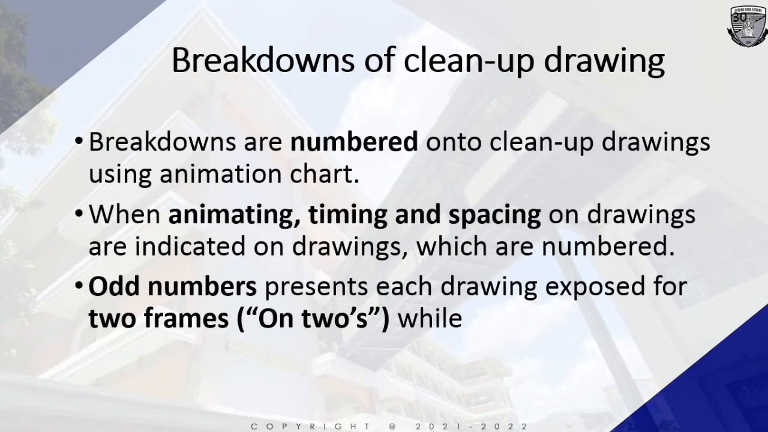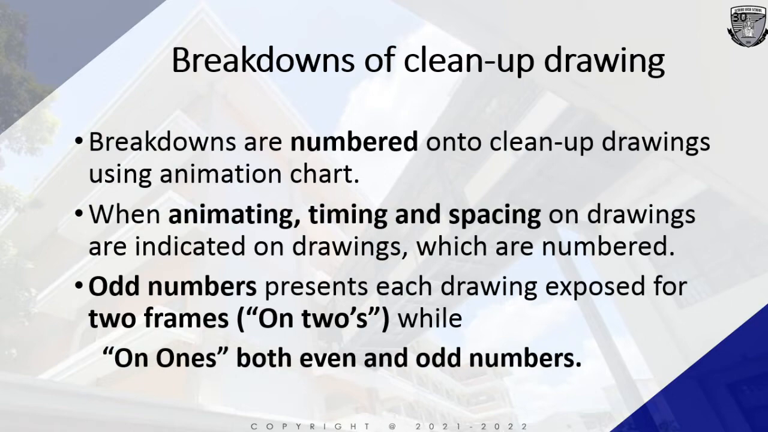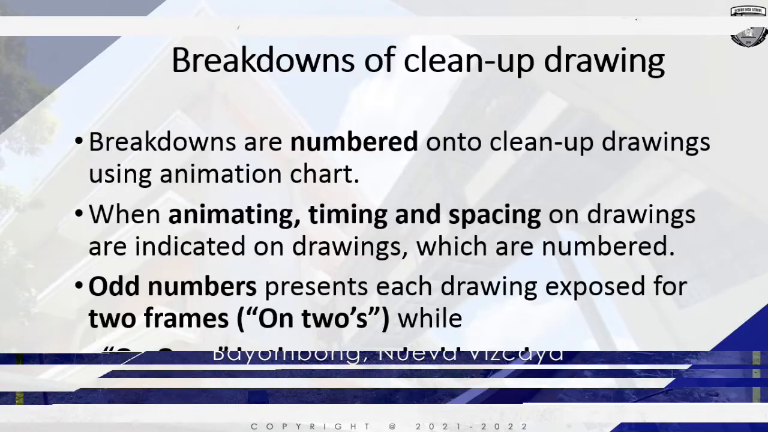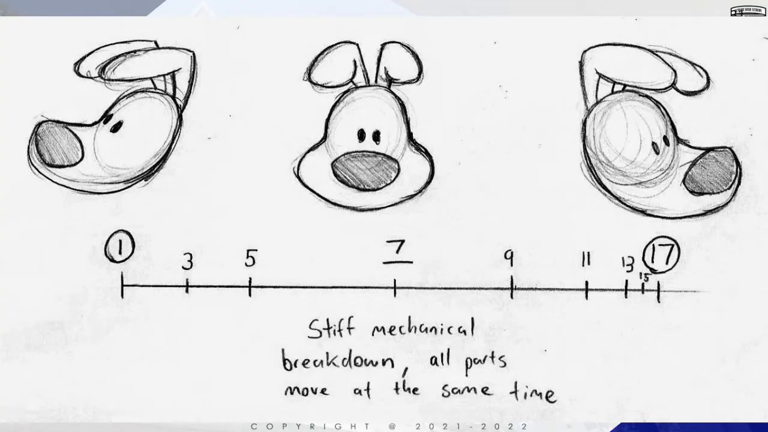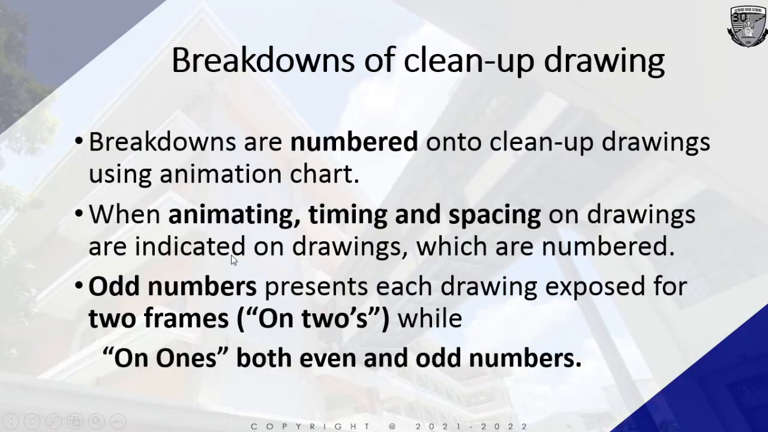Breakdowns are numbered onto cleanup drawings using the animation chart, while animating, timing, and spacing on drawings are indicated on drawings which are numbered. Odd numbers represent each drawing exposed for 2 frames, or on twos, while on ones uses both even and odd numbers. So we have on twos and on ones on our breakdown chart. This is an example of a breakdown chart. As you can see here, we have your keys.